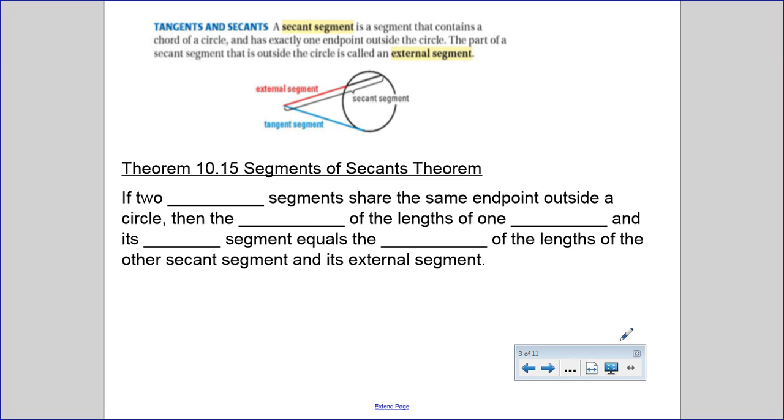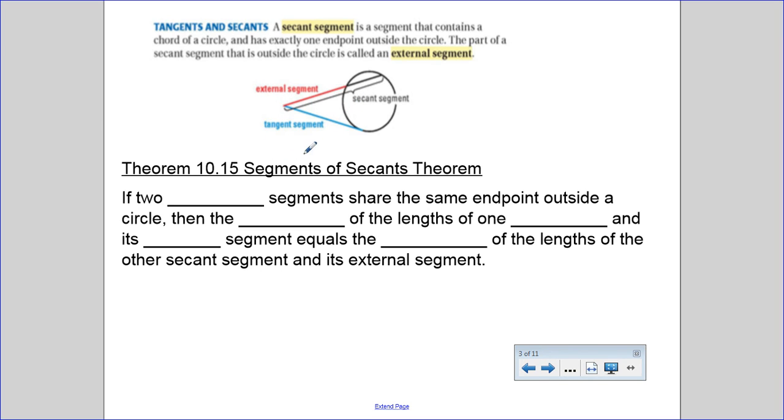Tangents and secants. Remember, a secant segment is a segment that contains a chord of the circle and has exactly one endpoint outside the circle. The part of a secant segment that is outside the circle is called the external segment. This piece here in red is the external segment, and it's part of the secant segment. And then here we have our tangent segment.